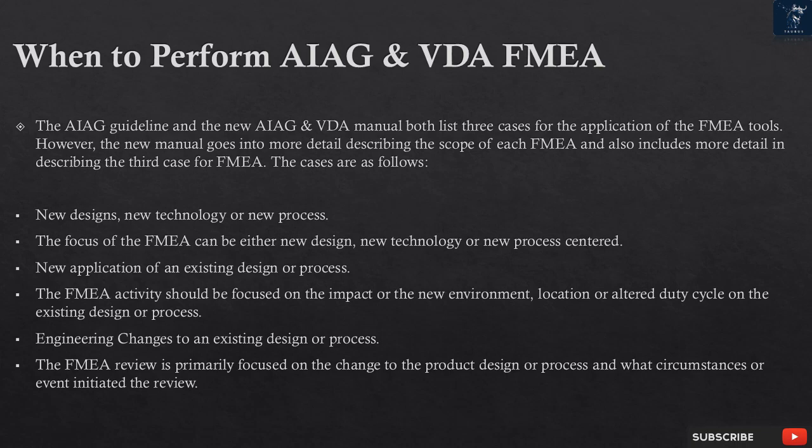The FMEA activity should be focused on the impact of the new environment, location, or altered duty cycle on the existing design or process. Engineering changes to an existing design or process. The FMEA review is primarily focused on the change to the product design or process and what circumstances or event initiated the review.